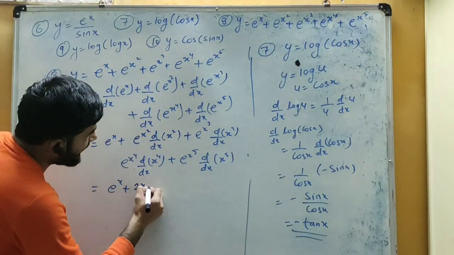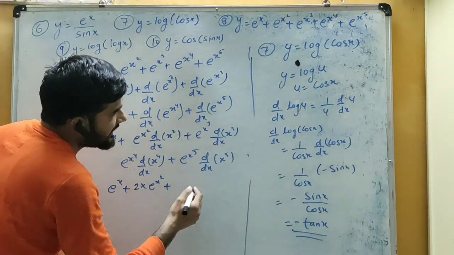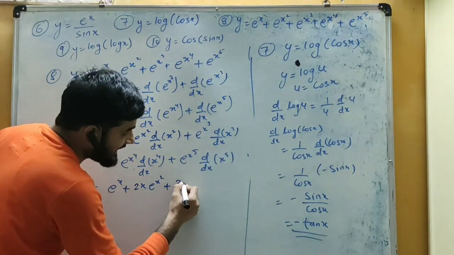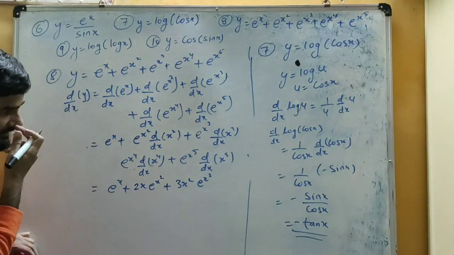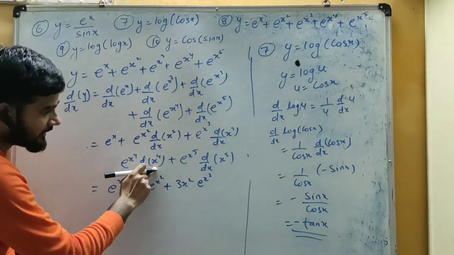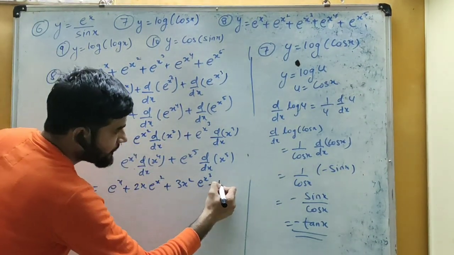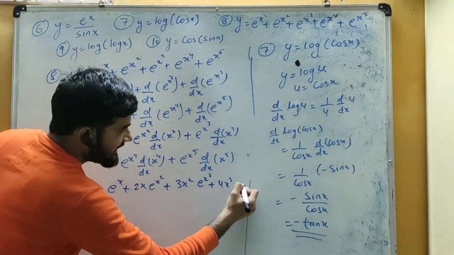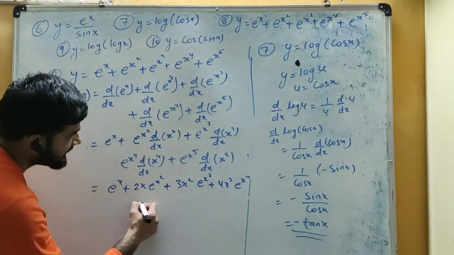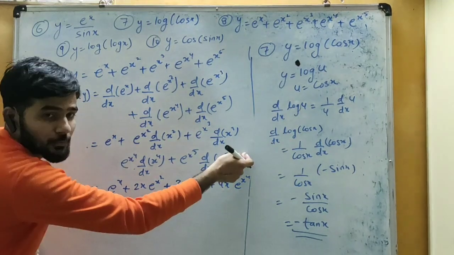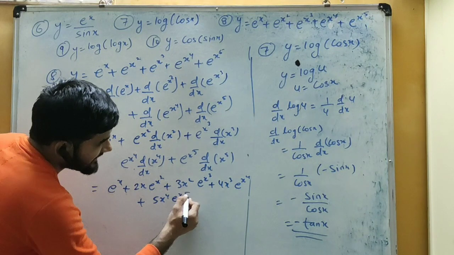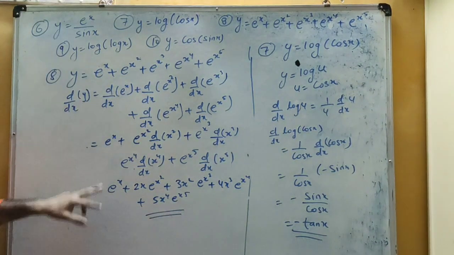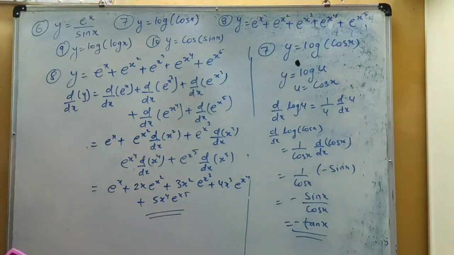So we can write it as 2x e raised to the power x square. Similarly here x cube gives 3x square, and e raised to the power x cube as it is. Then x raised to the power 4 gives 4x cube, e raised to the power x raised to the power 4 as it is, plus for x raised to the power 5 we can write 5x raised to the power 4 e raised to the power x raised to the power 5. This is the answer of this exponential function.